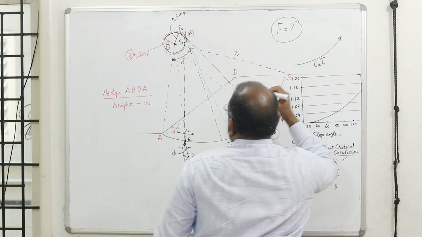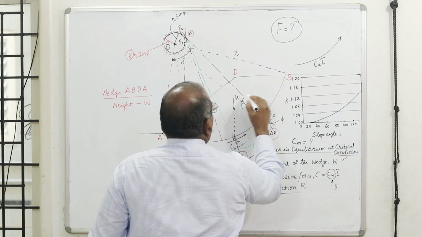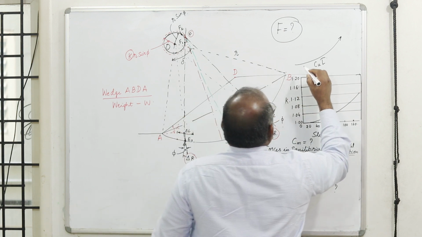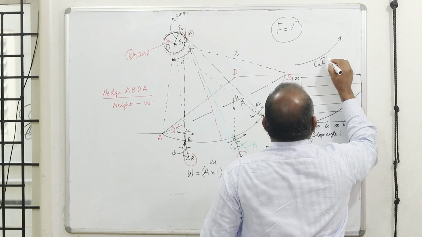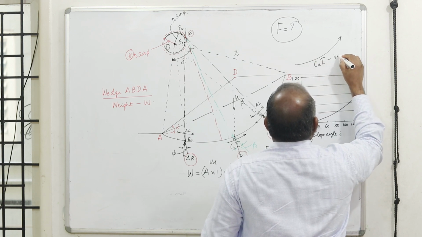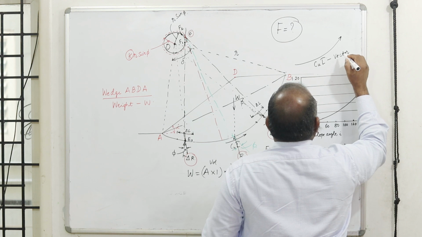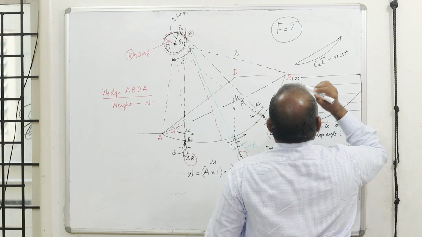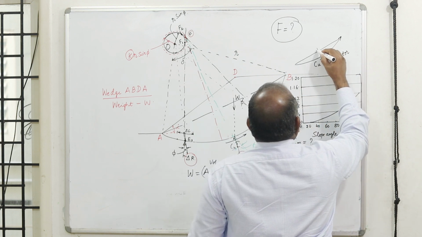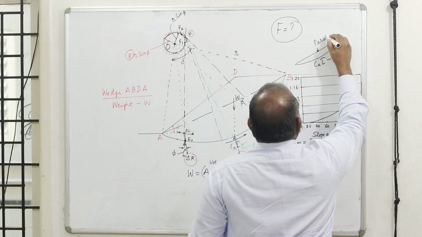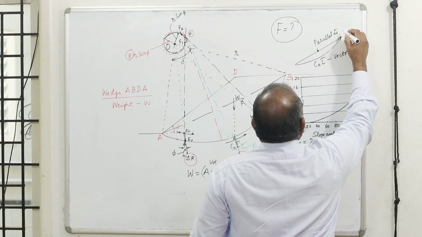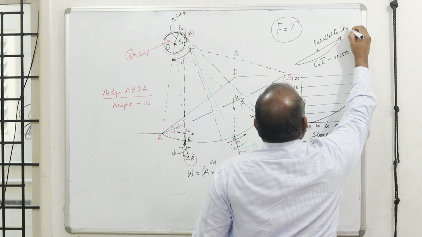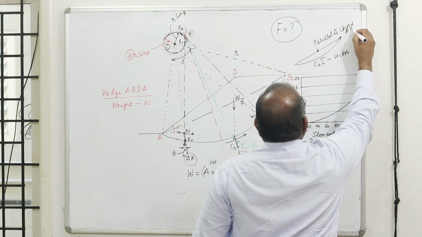Now, if you look here, this is the chord AB. Now, this is a polygon. This is a vector, and this is the closing line, which means this is parallel to the chord. This is the first polygon, which is a chord polygon, parallel to chord AB. This is the closing line.